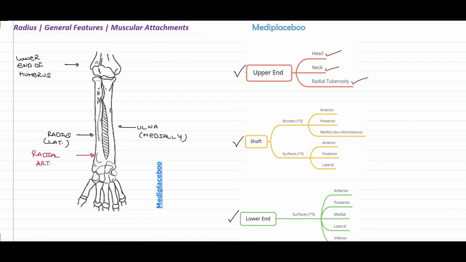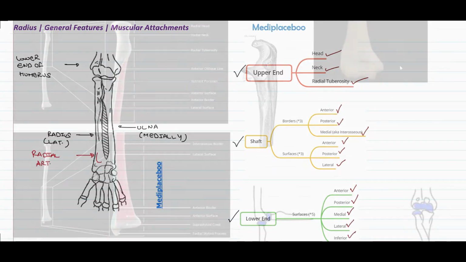In the region of the shaft, we will cover the three borders and three surfaces. That is, we have the anterior border, the posterior border, and the medial or the interosseous border. In the surfaces, we have the anterior, posterior and the lateral. And on the lower end, we will cover the five surfaces. That is, the anterior surface, the posterior surface, medial, lateral and the inferior surface.